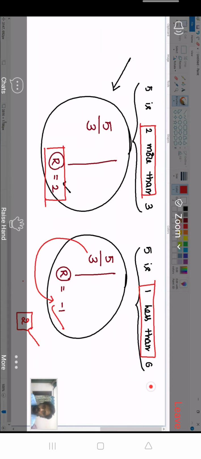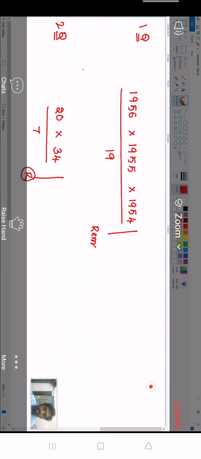For example, if you look at this question, 20 into 34 divided by 7. One approach of solving this question we already discussed. 7 to the 14, we are left with 6. 7 to the 7 for the 28, we are left with 6. 6 into 6, 36.